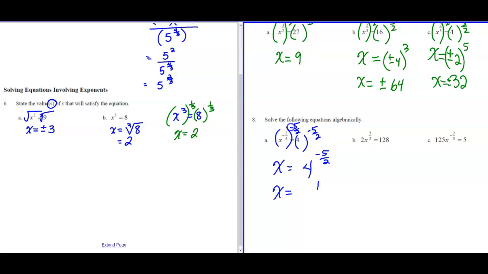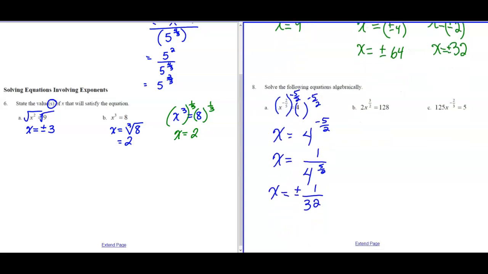Okay, so here, I'm going to make that a positive exponent. And so now, I'm finding the square root of 4, which is 2, raised to the exponent 5 is 32. So x, now saying that, what did I forget? Plus or minus. Here, I haven't taken the square root yet. So here, plus or minus with the 32, but remember you just put that out front. We never like to show a negative in the denominator.